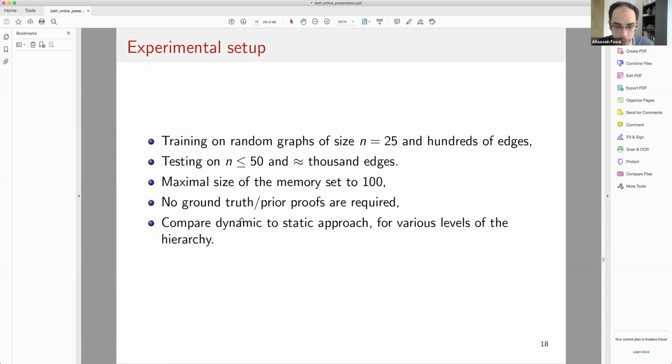Okay, so the experimental setup that we considered is that we trained on random graphs of 25 nodes and hundreds of edges. So we considered quite dense graphs. Okay.